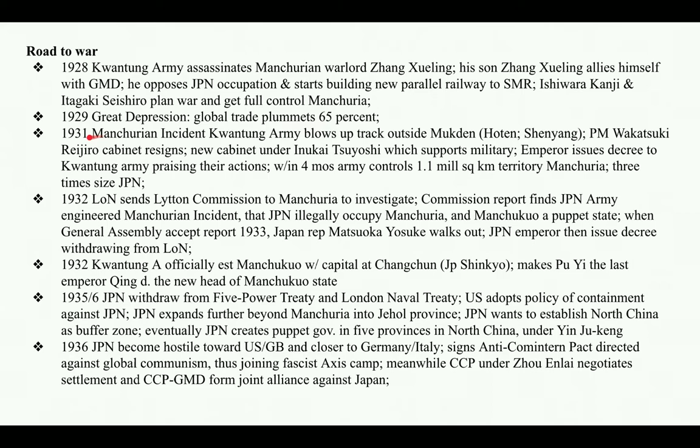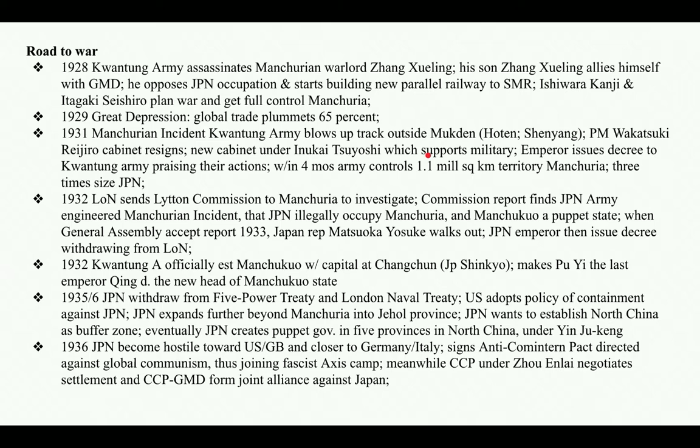So in 1931, Ishiwara and others from the Kwantung Army blew up part of the South Manchurian Railway track outside of Mukden, Hoten in Japanese, or Shenyang today. This is known as the Manchurian Incident, and this caused the cabinet of Prime Minister Wakatsuki Reijiro to resign, since they were unable to get the military under control and kind of lost control of the military at this time. Well, a new cabinet formed under Inukai Tsuyoshi, which was more supportive of military policy.